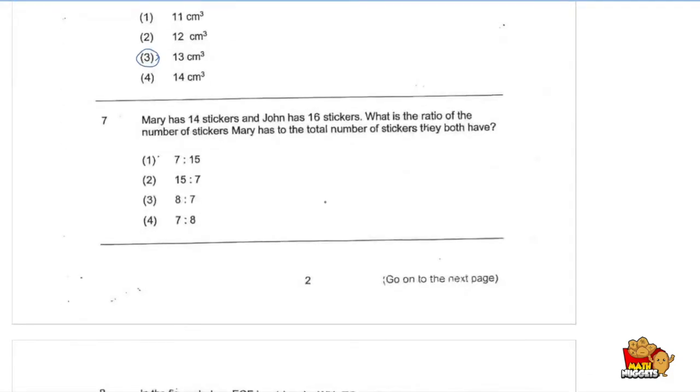Question 7. We want to find the ratio of Mary's to total. So Mary is 14. Total would be 14 plus 16. So then we simplify, we can divide by 2. So the answer is 7 is to 15.